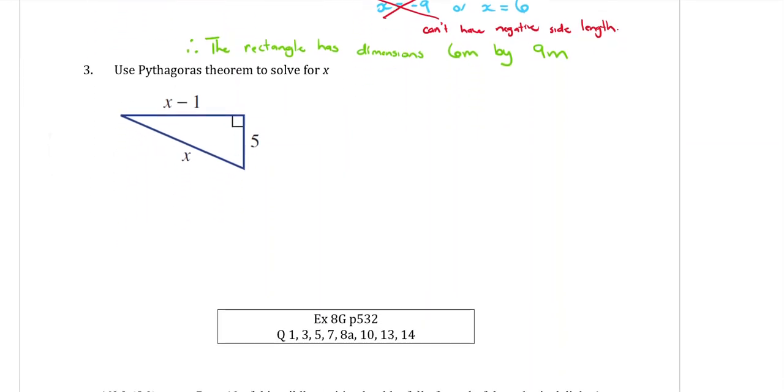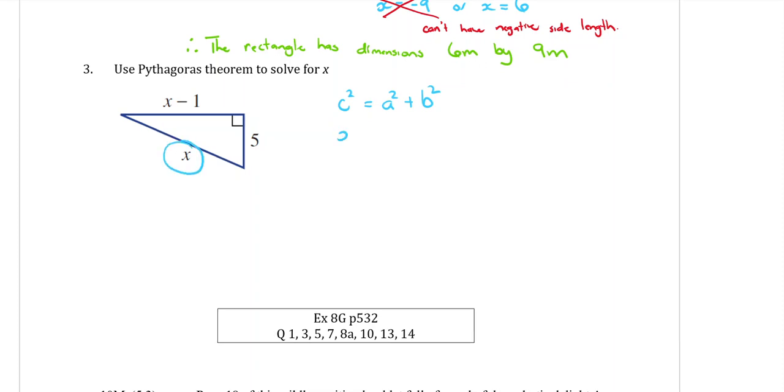Final question, number 3. Use Pythagoras' theorem to solve for x. So we already know that x is our pronumeral, and Pythagoras' theorem is c squared equals a squared plus b squared. There are other rearrangements of that, but this would be the easiest form to use. C is the hypotenuse, which in this case is going to be x. X squared equals a and b are the two shorter sides. So a is going to be x minus 1, which I need to square, and b is going to be the 5 squared.